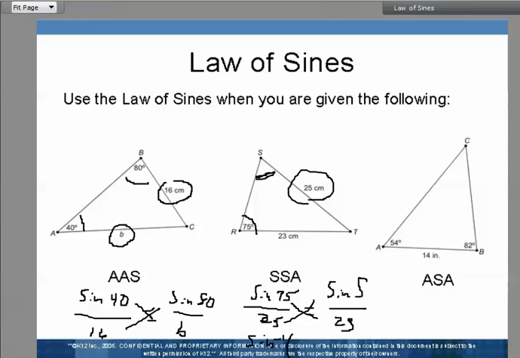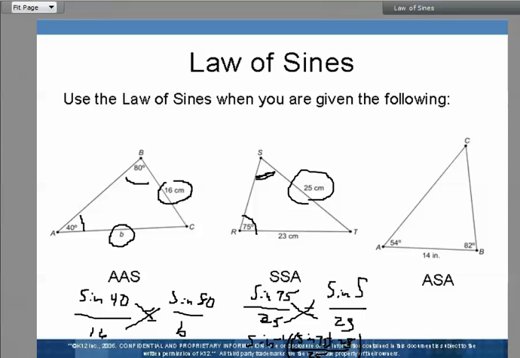Okay? What would that value be? It'd be sine 75 times 23 divided by 25. And you take the inverse sine of that, and it'll tell you what this angle measurement is up here. So I can use it to either find angle measurements, or I could use it to find side measurements.